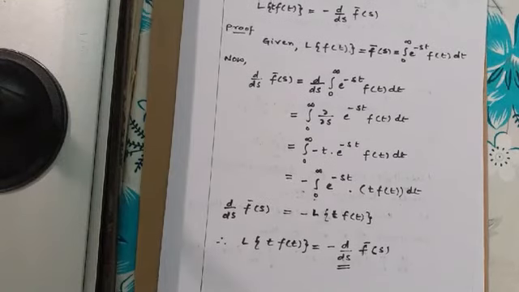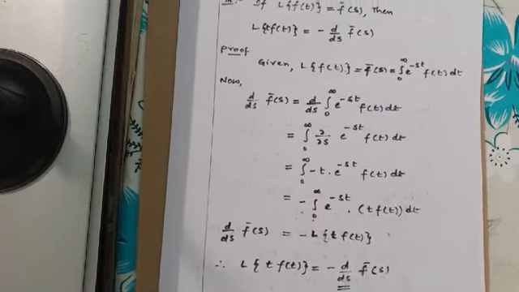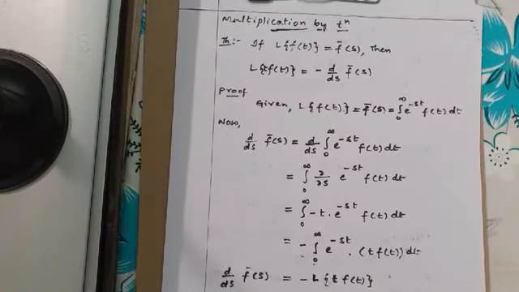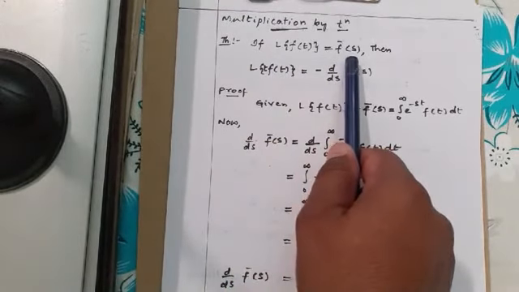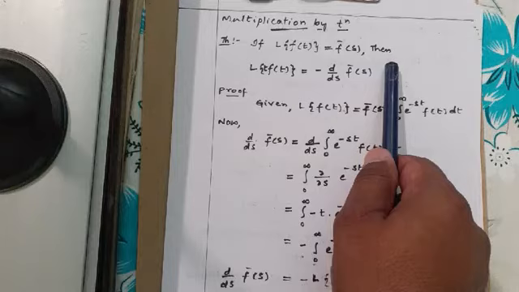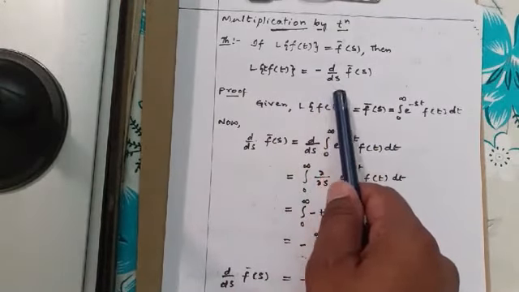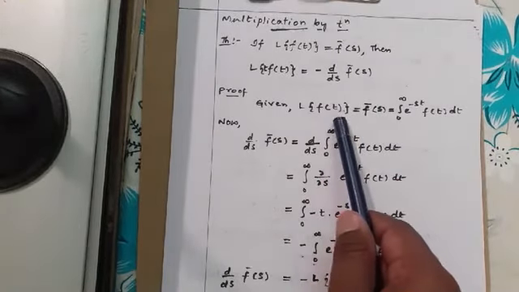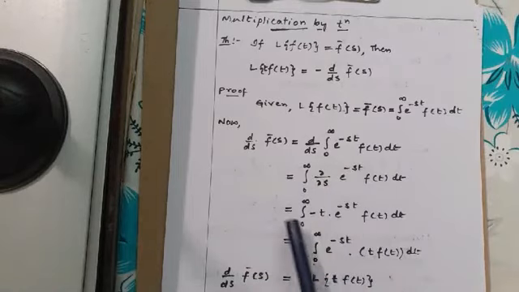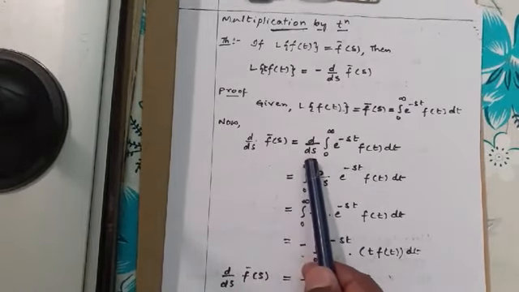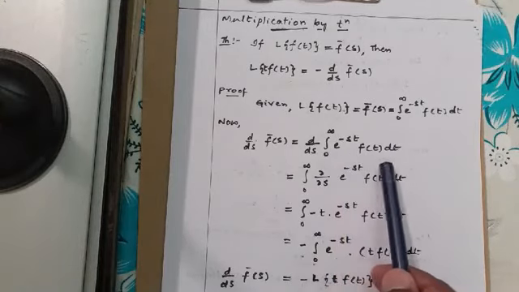Hope you have understood. This is nothing but multiplication by t power n. First, the given statement is Laplace of f of t is equal to f bar s. Then Laplace of t into f of t, we have to show, is minus d by ds of f bar s. First, we take Laplace of f of t. You know that. Now I am differentiating both sides with respect to s. That is d by ds of f bar s is equal to d by ds of the integral 0 to infinity e power minus st f of t dt.